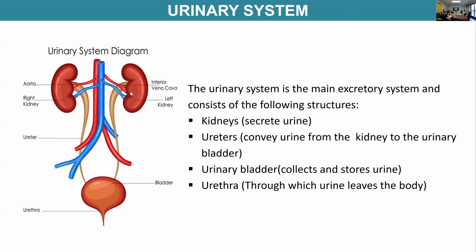So the urinary system is the main excretory system, and it has the following structures: the kidneys that produce urine, and the urine produced by the kidney is conveyed through the ureter, stored in the urinary bladder, and then leaves the body through the urethra. In the excretory system, the kidneys are like a workhorse, working hard, filtering the blood day in and day out and removing the waste products.